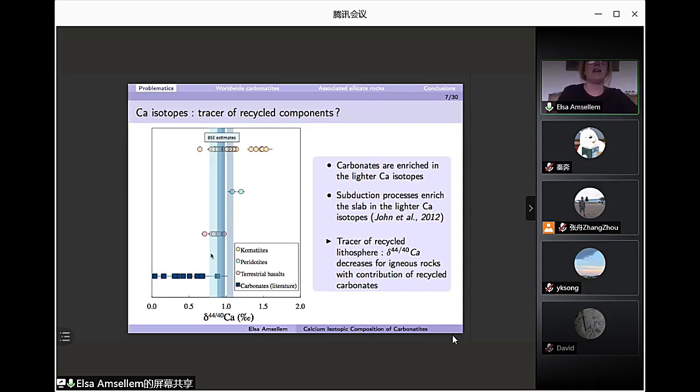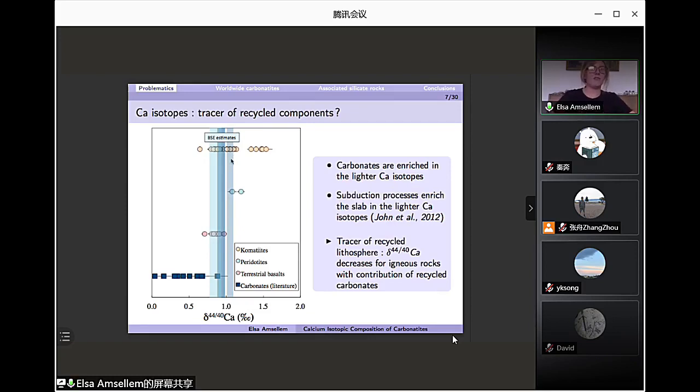And here I compiled data from my PhD for the volcanic rocks and the carbonates that come from the literature. And we can see that the carbonates have a wider range, like I said, of calcium isotopic composition, but also they are enriched in the lightest calcium isotopes because they are negative, around -0.4 per mil. They are enriched in the lightest calcium isotopes compared to the bulk silicate Earth estimates, which is similar to mantle rocks, such as peridotite, basalts, and Archean komatiites.